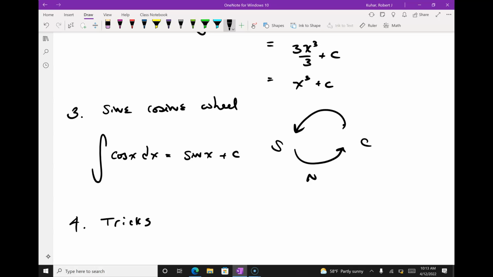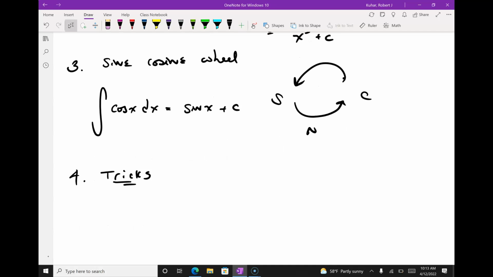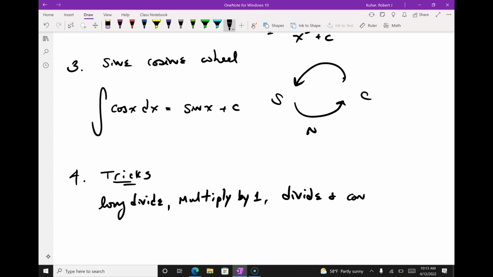Tricks. We'll have lots of tricks: divide and conquer, long division, multiply by 1, add 0.